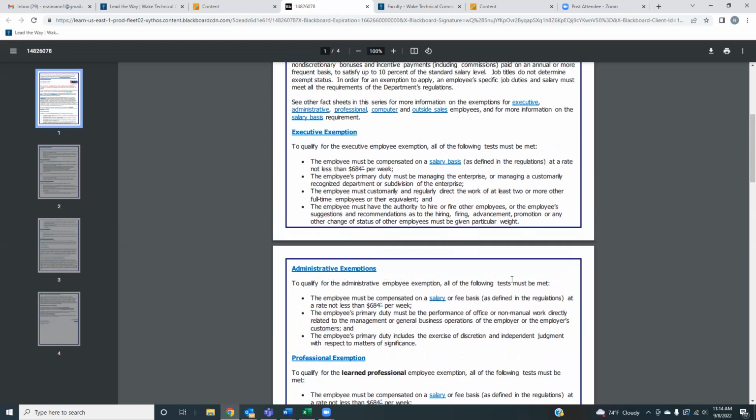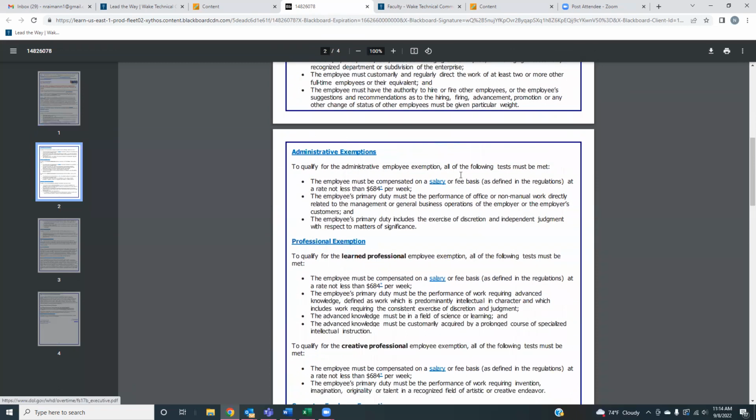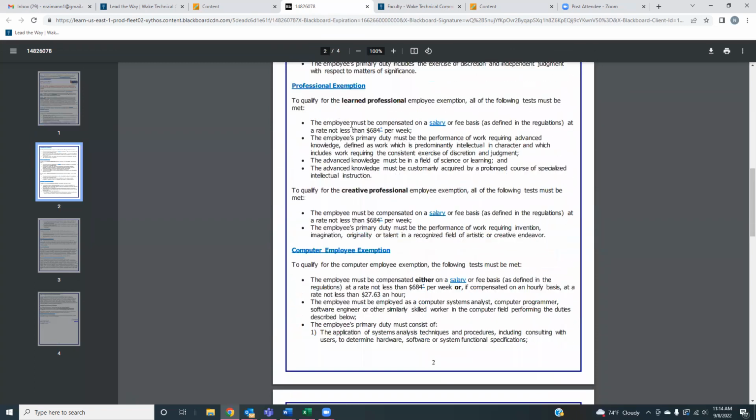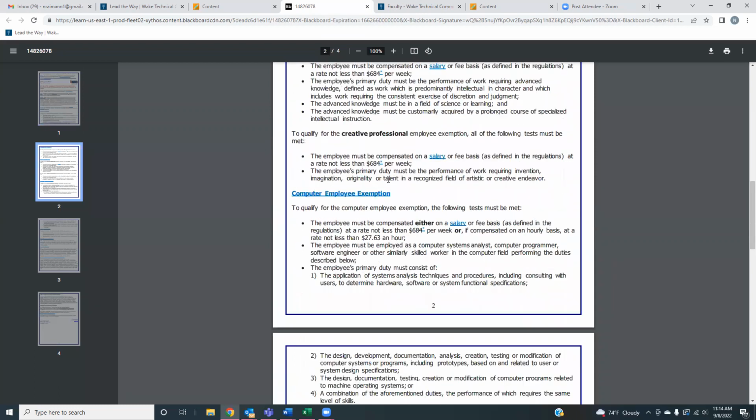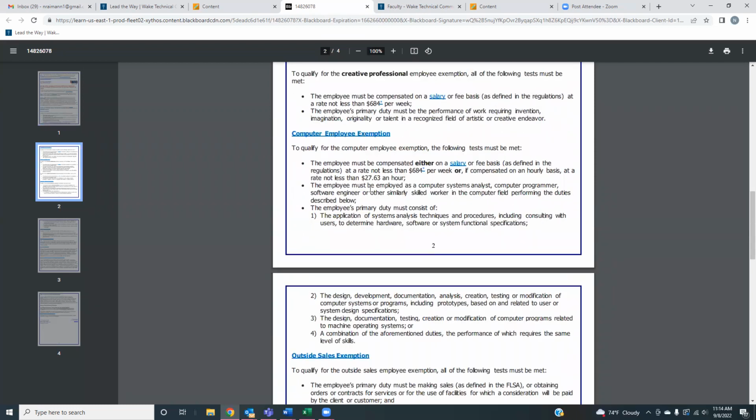Even though I had the word manager in it, it didn't fall under executive, it fell under administrative. But then I was also a training manager at that same company, and I actually had people report to me. So then that position fell under executive. So it all depends on the job description. Professional exemptions, those are for your teachers, and then computer employees as well.